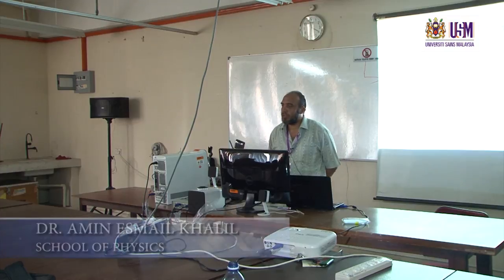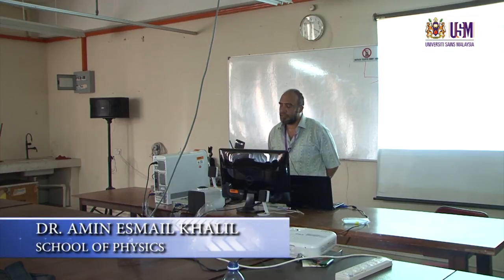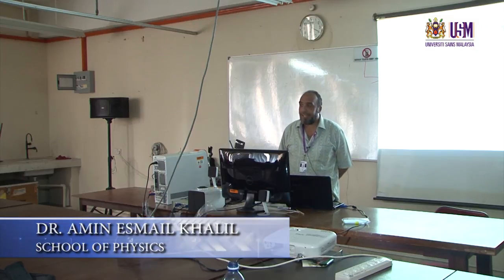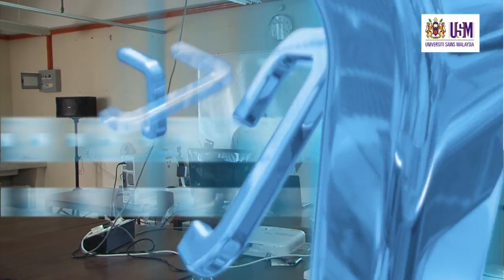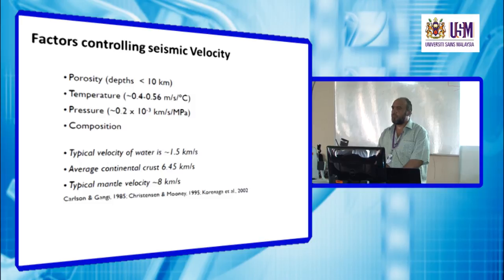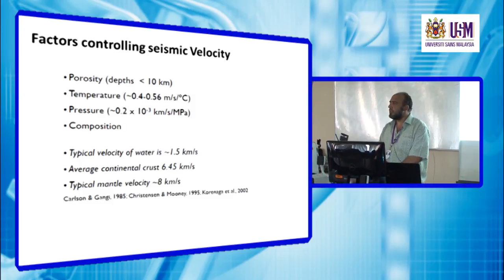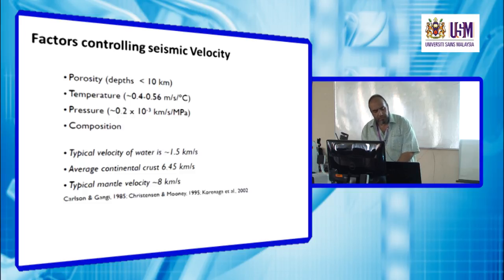Today we are continuing our last week lecture about velocity analysis, and then we are moving to stacking and migration. Last time we investigated velocity analysis and how we can estimate root mean square velocity for normal move-out correction. Now we are going to continue our discussion speaking about the factors affecting or controlling seismic velocity.